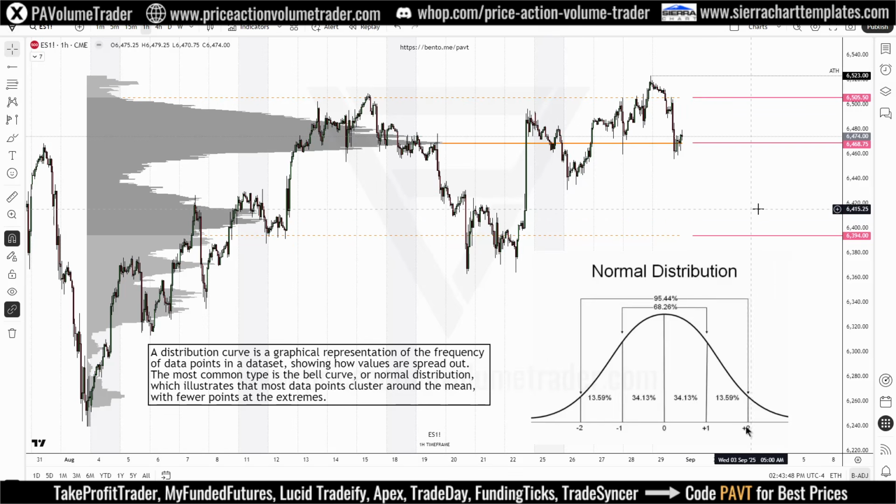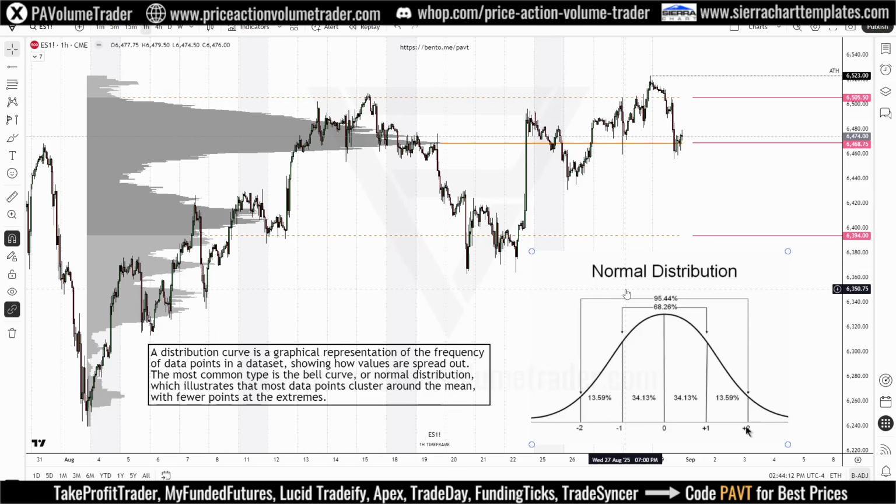That's what I teach in my trading courses and what I always use on TradingView and Sierra Chart, which are my main trading platforms for analysis and execution, okay? So first, let's talk about a distribution curve. This is where all the numbers are derived from. So here we have a definition.